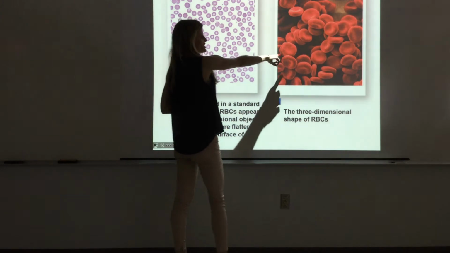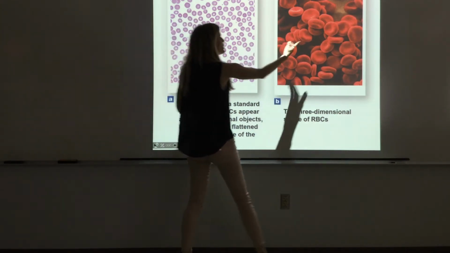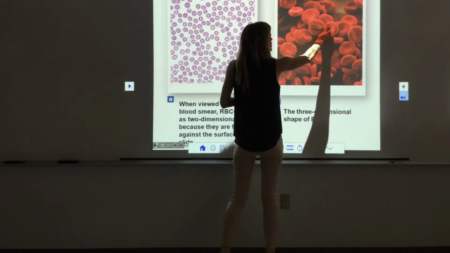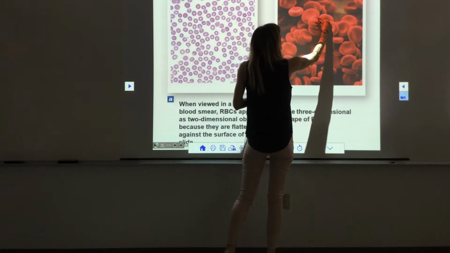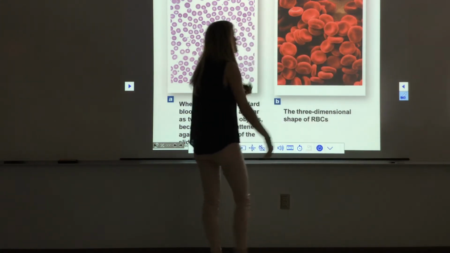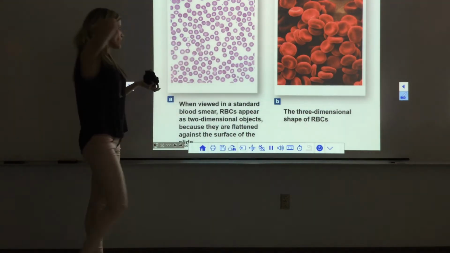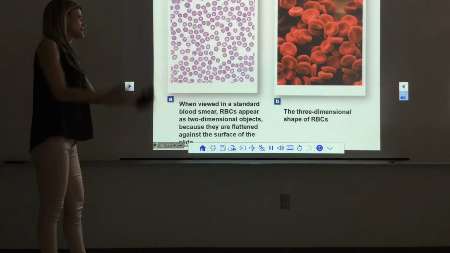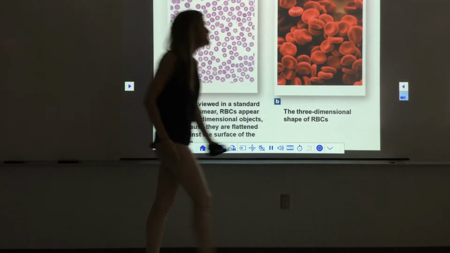This is the actual 3D shape. So on here, you can see that they have that depression in the center. You can see that it's flat on the top and the bottom, and then round around the outside. And they're relatively small cells, extremely numerous, and obviously they are red.